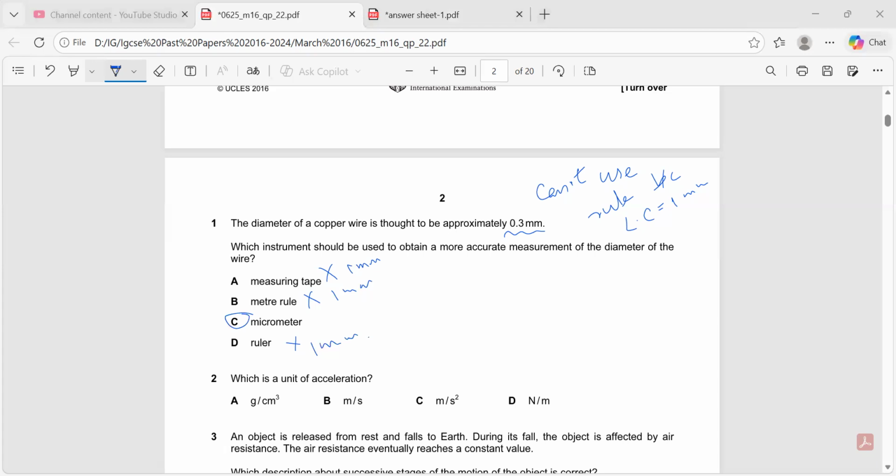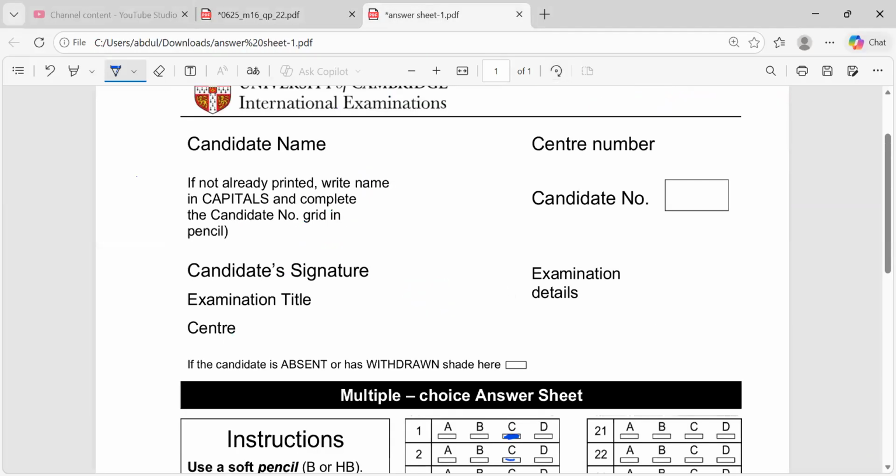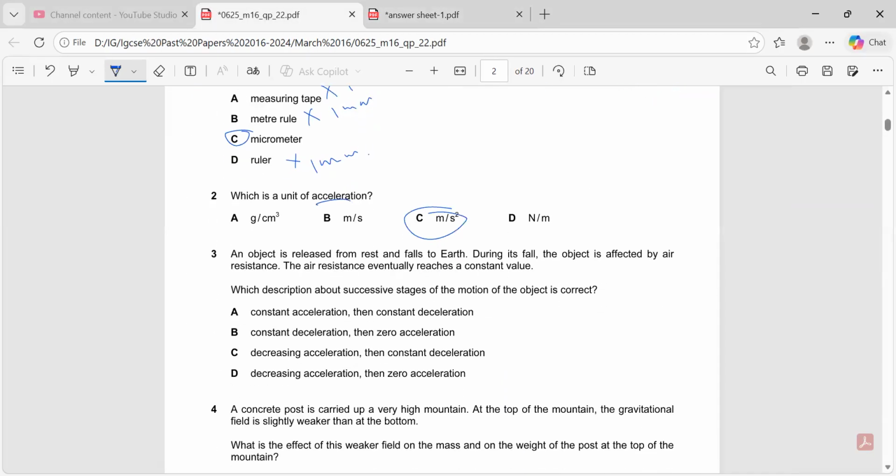Yes, ma'am, your answer is correct. What is the unit of acceleration? That is again very simple, meters per second square. So here also answer for question number two is again C.